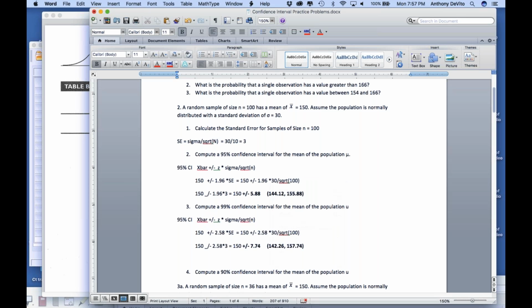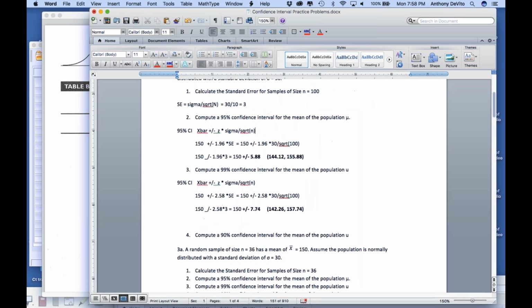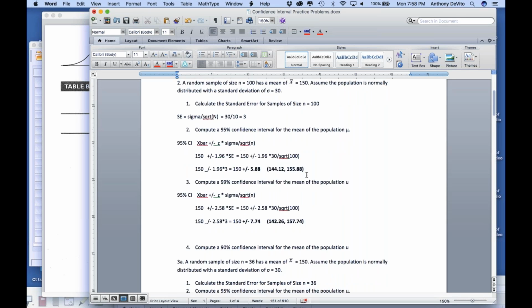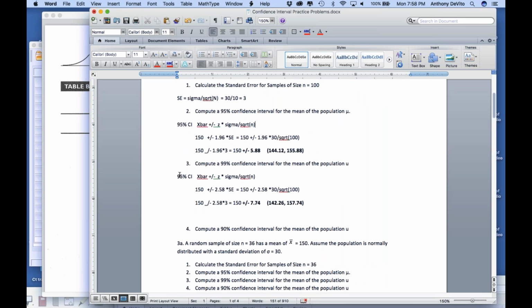Sigma over the square root of n, right? N is 100. I thought it was the square root of 36. But okay. Oh, okay, sorry. The right sample size was 100. So now if I wanted to do the 90% confidence interval, I would just substitute 1.64 here, and it would become much narrower.